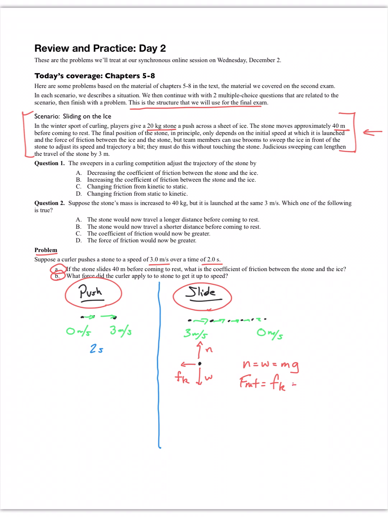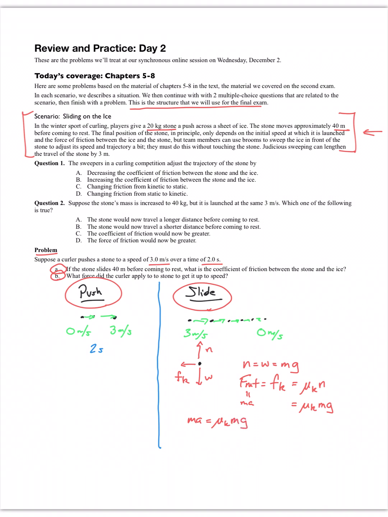Well, and I can also say kinetic friction is equal to mu k times the normal force. But I know the normal force is equal to the weight force, so it's just equal to mu k times m times g. And you know what else I can say? F net is equal to ma. So putting it all together, I can say m times a is equal to mu k times m times g.